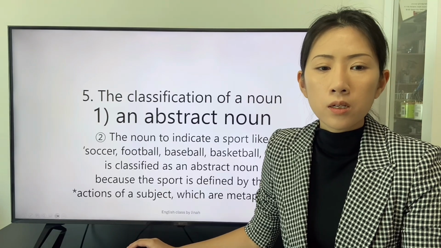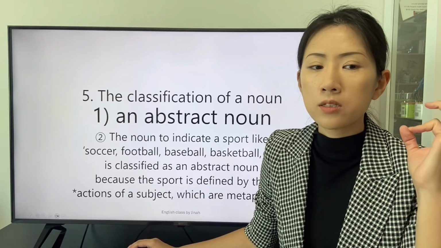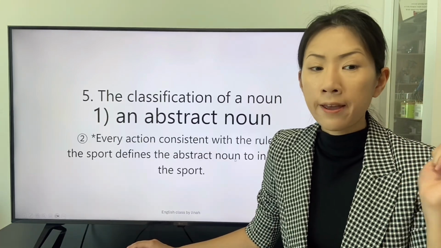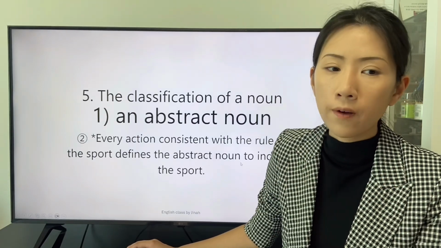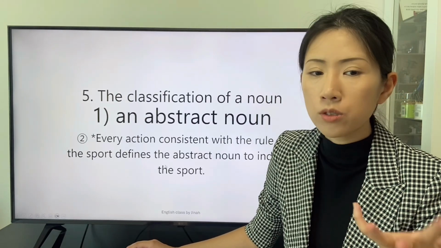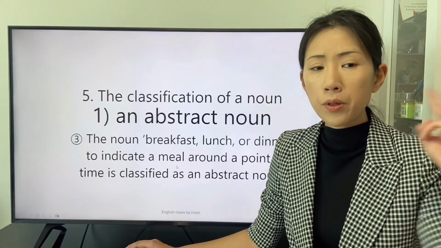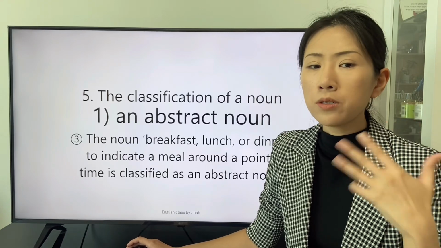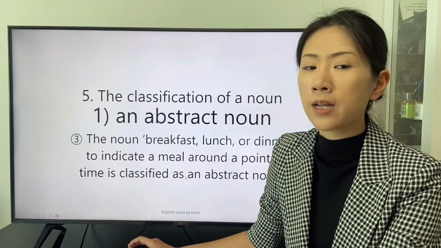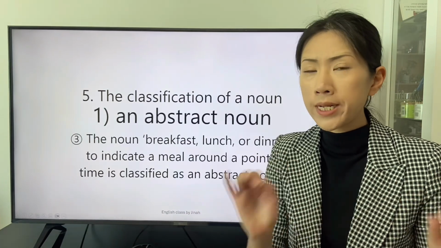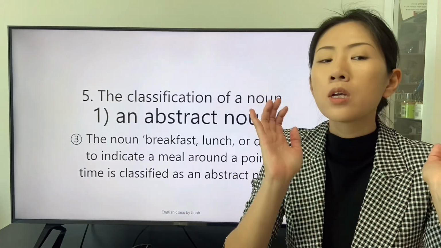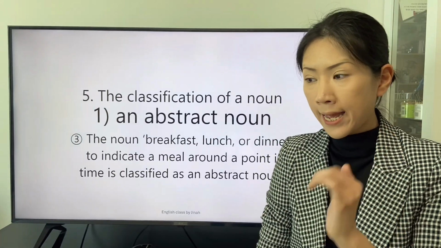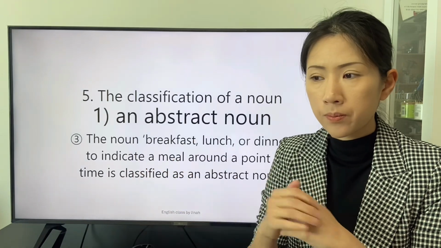So the sport is defined by the actions of a subject, which are metaphysical. Number 2, every action consistent with the rule of the sport defines the abstract noun to indicate the sport. Number 3, the noun breakfast, lunch, or dinner to indicate a meal around a point in time is classified as an abstract noun.